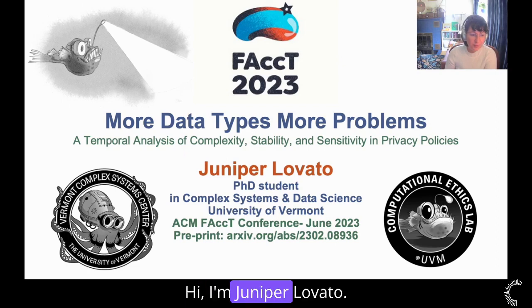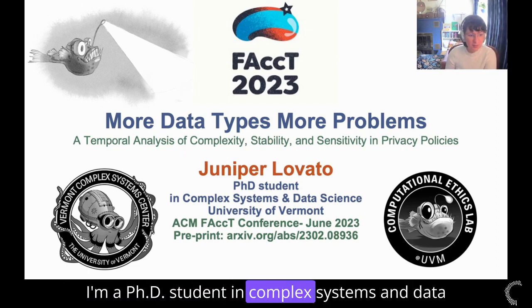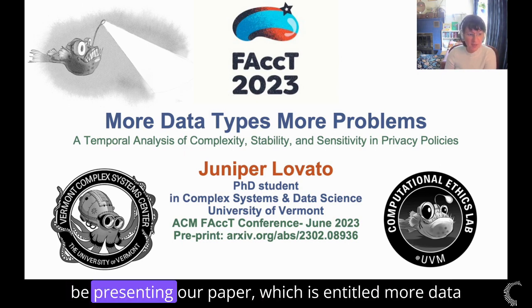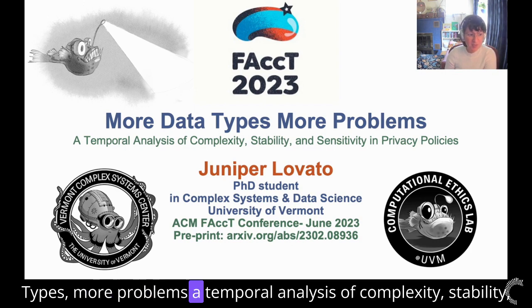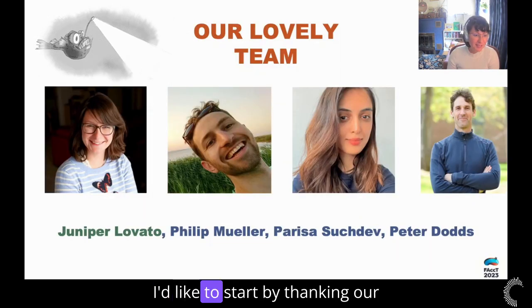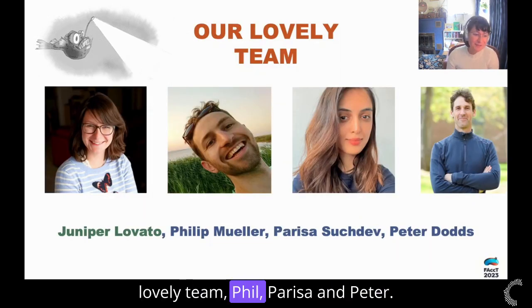Hi, I'm Juniper Lovato. I'm a PhD student in complex systems and data science at the University of Vermont, and today I'll be presenting our paper, which is entitled "More Data Types, More Problems: A Temporal Analysis of Complexity, Stability, and Sensitivity in Privacy Policies." I'd like to start by thanking our lovely team, Phil, Parisa, and Peter.